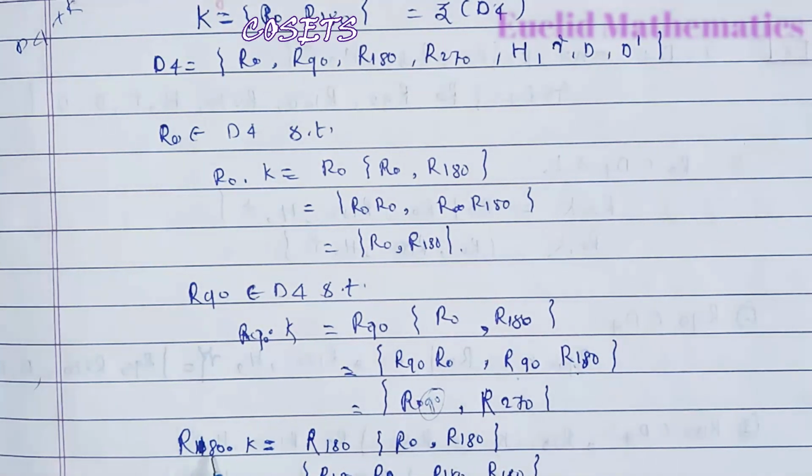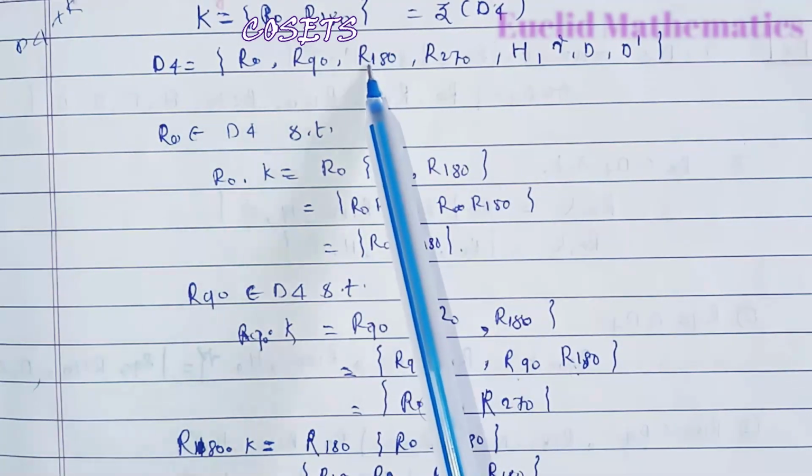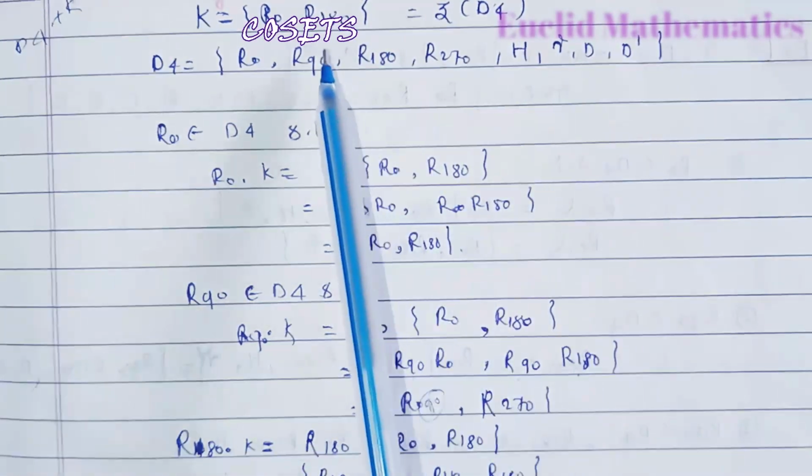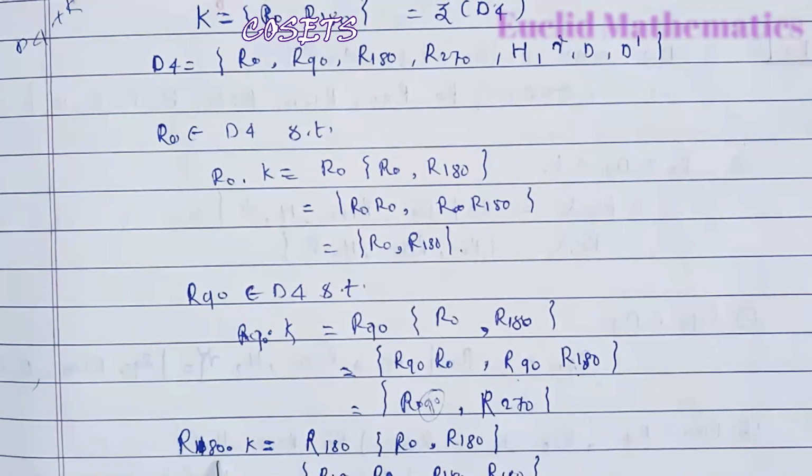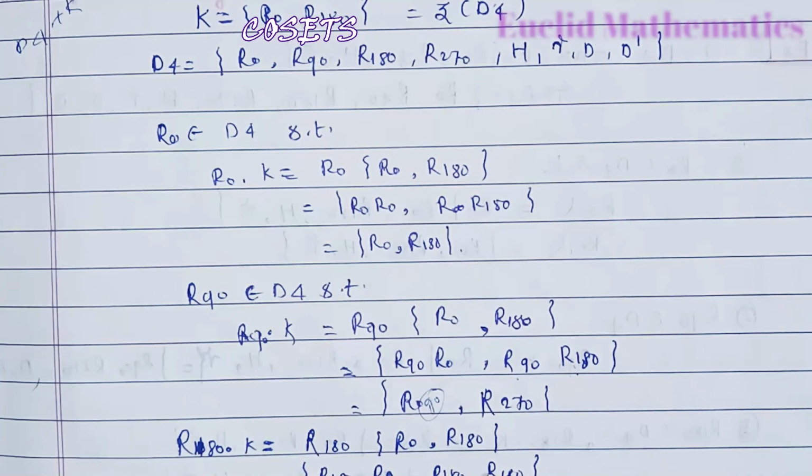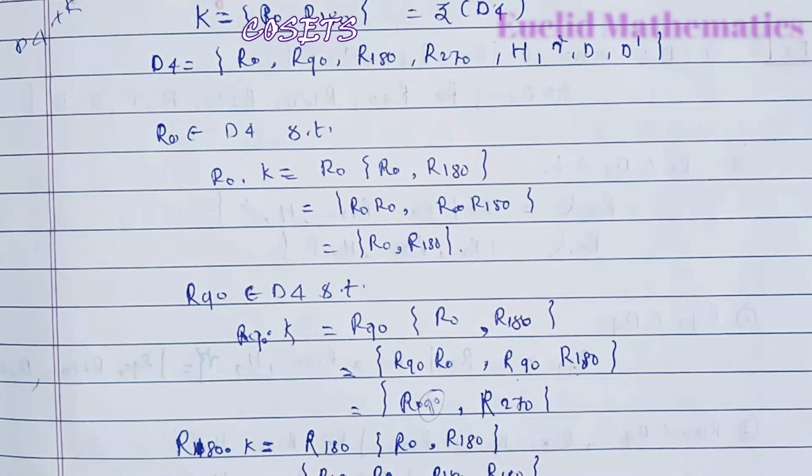Now let's go for the third coset, R180 into K. Okay, R180, it is from our group. We have to take all elements from D4 and multiply into our subgroup K. So I consider R180 here, R180 into K. Multiply inside the bracket: R180 into R0 is R180, and R180 into R180. Simple way, add them. R180 plus R180 is R360, but R360 is equal to R0. Both have the same value. So R180, R0, this is our next coset.